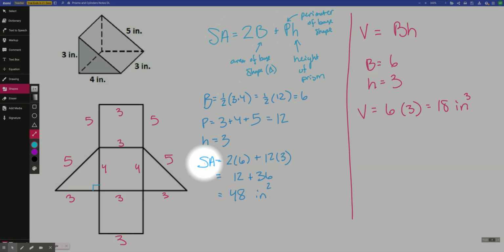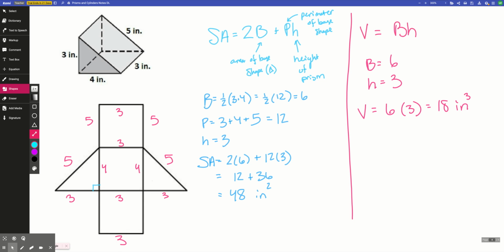So surface area is 2 times the area of the base shape, which is 6, plus the perimeter, which is 12, times the height of the prism, which is 3. 2 times 6 is 12. 12 times 3 is 36. You add those together and you get 48. And because they did give me units in the problem, I need to give units in my answer. And because I'm dealing with a surface area, my unit is going to be inches squared.